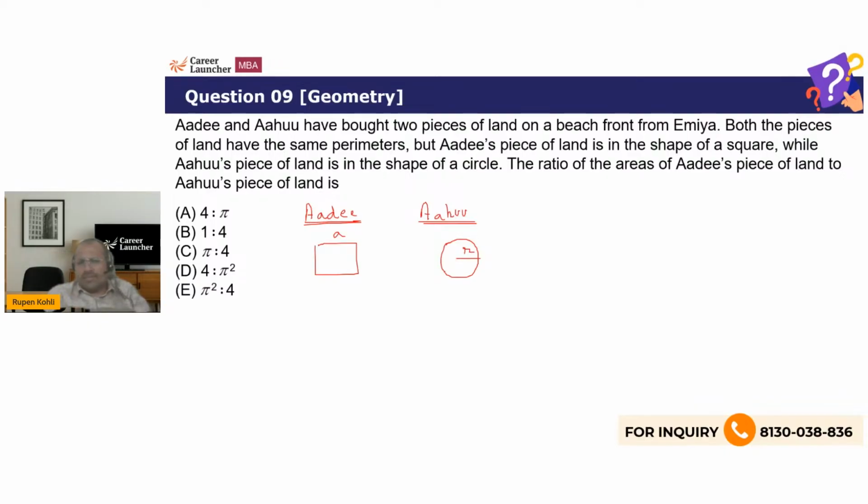Right. So people, it's a simple one. Adi has a square land. Ahu has a circular land. What is given? Both the pieces of land have the same perimeters, right?